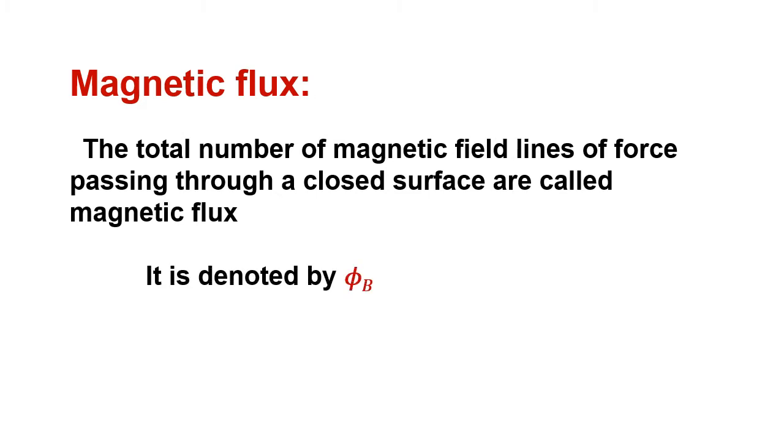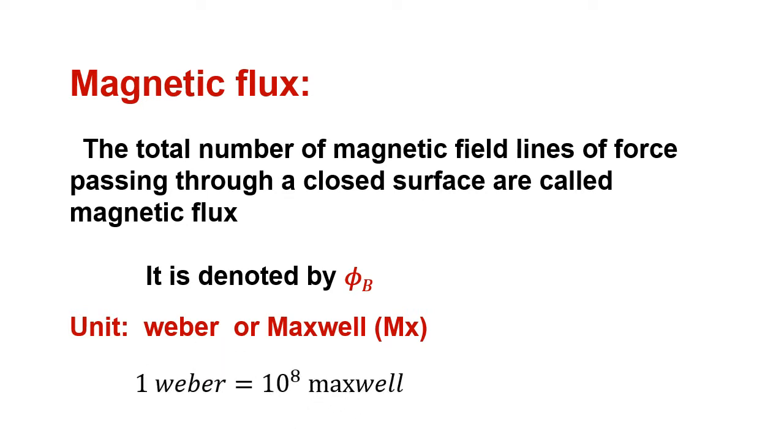If you analyze it with respect to a symbol, it is denoted by phi. Actually phi may mean electric flux or magnetic flux. In particular, if you mention B as a suffix, it is directly magnetic flux. In the case of electric flux we use phi E as a suffix. The unit is Weber or Maxwell, another unit also there, that is Maxwell. The relation between them: 1 Weber equals 10 to the power of 8 Maxwell.